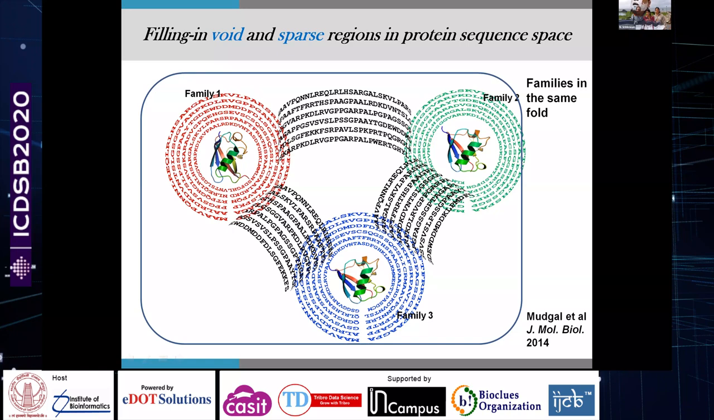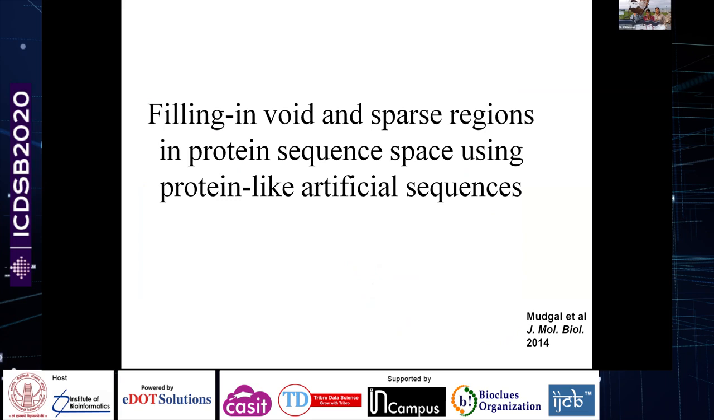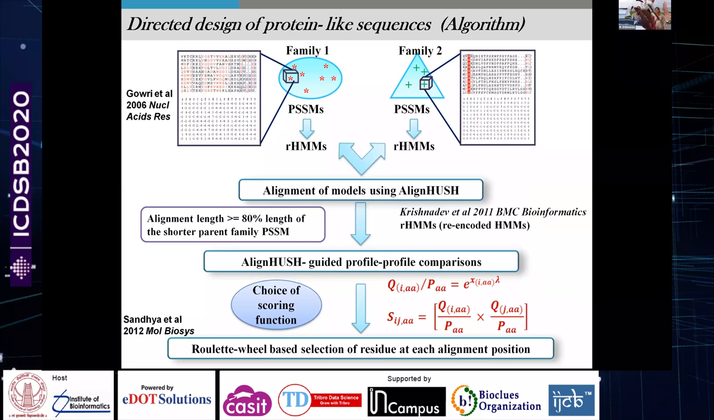This is the project which was published quite some time ago in the Journal of Molecular Biology: filling in void and sparse regions in protein sequence space using protein-like artificial sequences. Now, this is a long story. All this work evolved over a very long time with lots of failures. I'm only presenting an abstract of the whole work, surfing through the success stories.